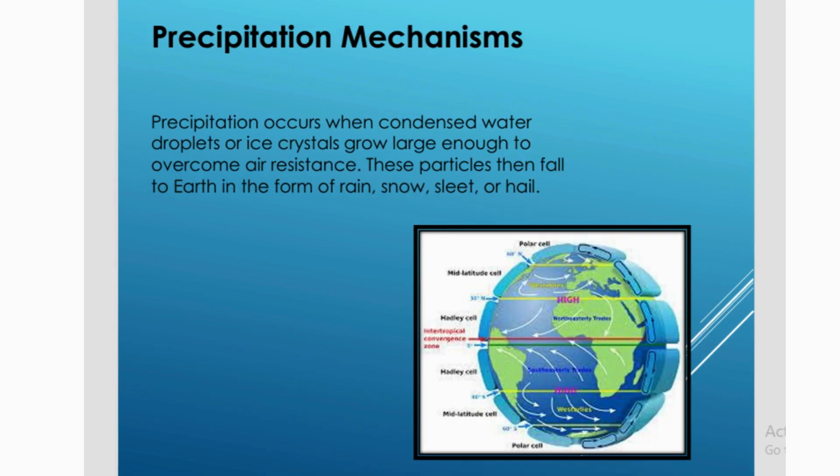Precipitation mechanism. Precipitation occurs when condensed water droplets or ice crystals grow large enough to overcome air resistance. These particles then fall to Earth in the form of rain, snow, sleet, or hail.